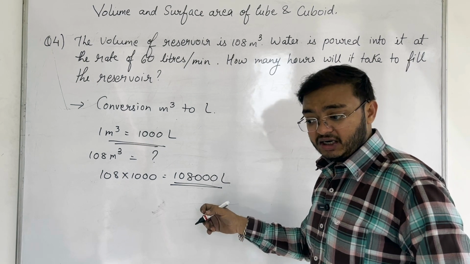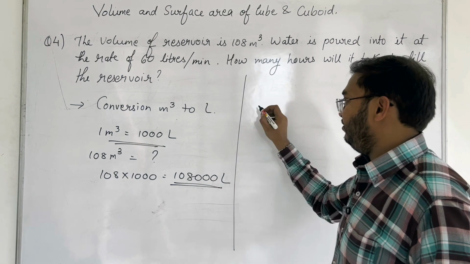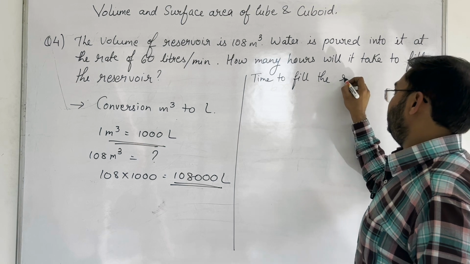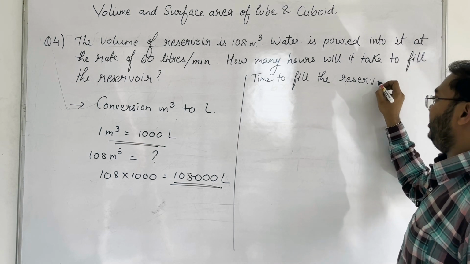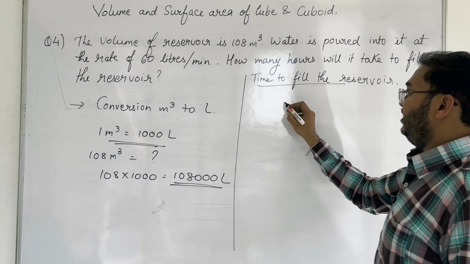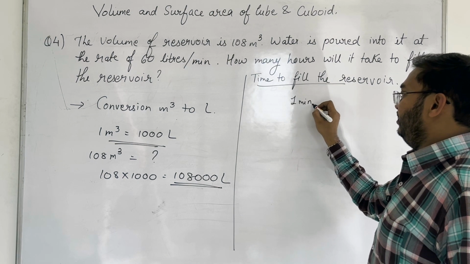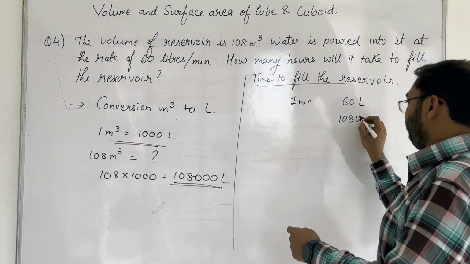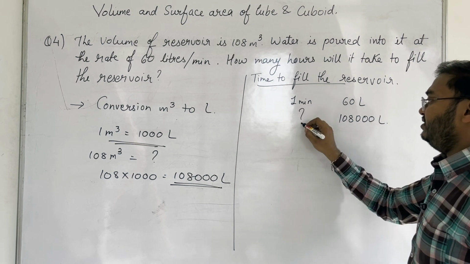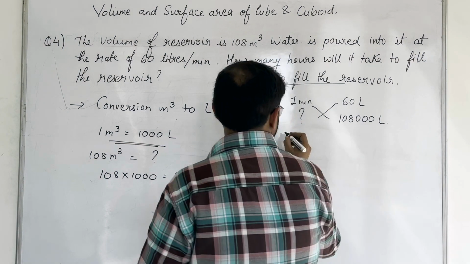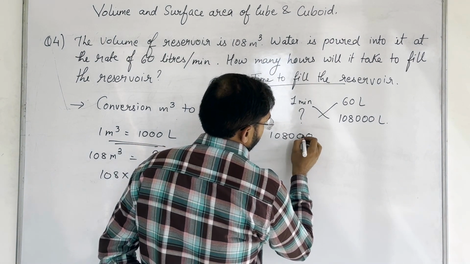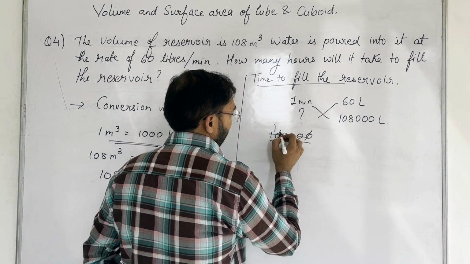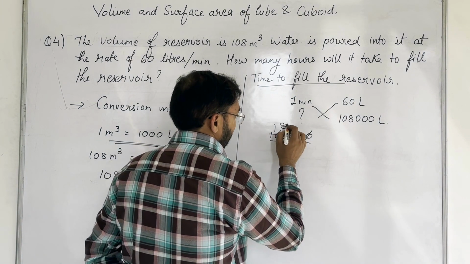Now we are going to find out how much time it will take to fill this reservoir. It is given that in 1 minute it is filled with 60 liters. To fill 1,08,000 liters, how much time is needed? We will do cross multiplication. That means 1,08,000 divided by 60. 0 cancel. 6 ones are 6. 4 left, put it over here. 8 6s are 48, and 2 zeros at the back.